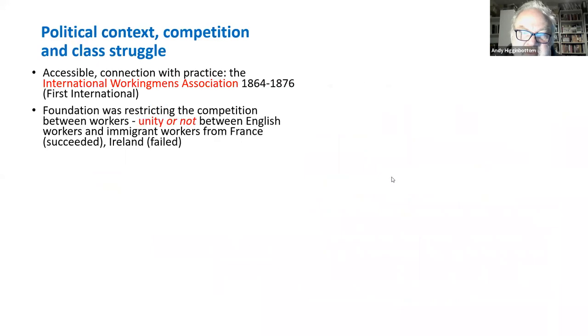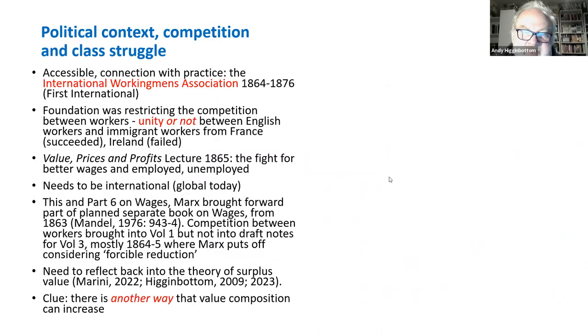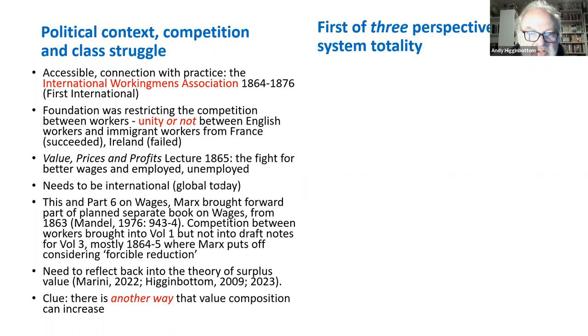And I'll just make a couple of last comments. A lot of Marx's writing on this wasn't pure theory, in the sense that he drew a lot on political experience, in particular the political experience of what became known as the First International. The First International did organize against competition between sections of workers, and it did manage to unite English and French workers, but it failed to unite English and Irish workers. And that's really the story of the First International in a nutshell. So this has a very big effect on Marx's writing.